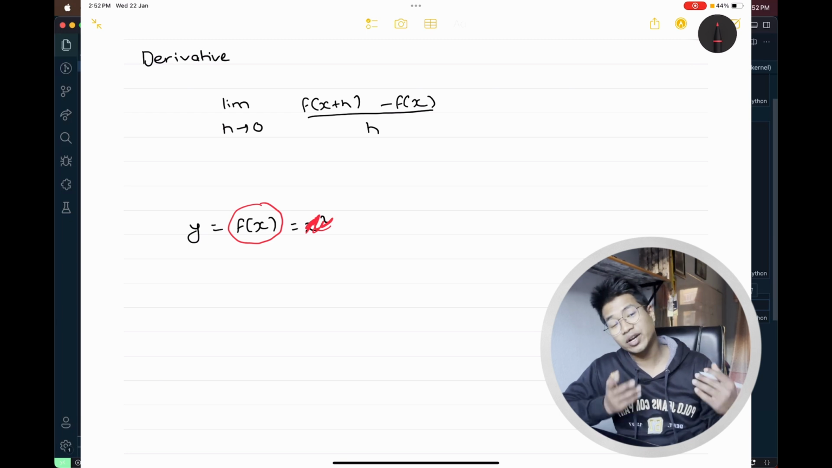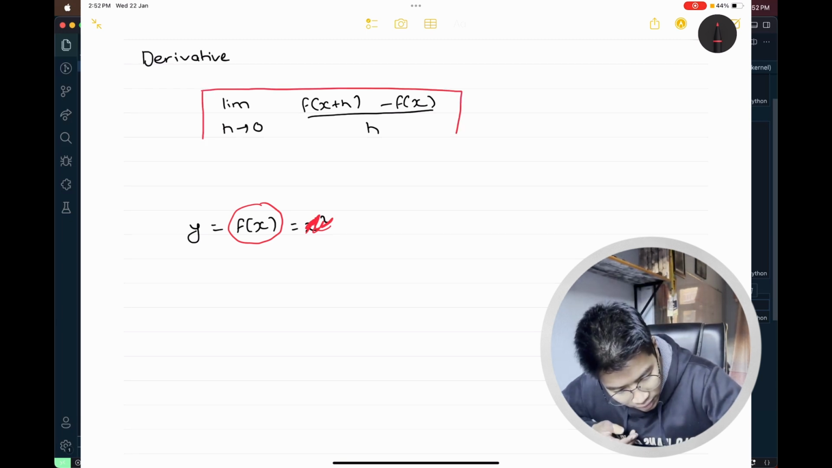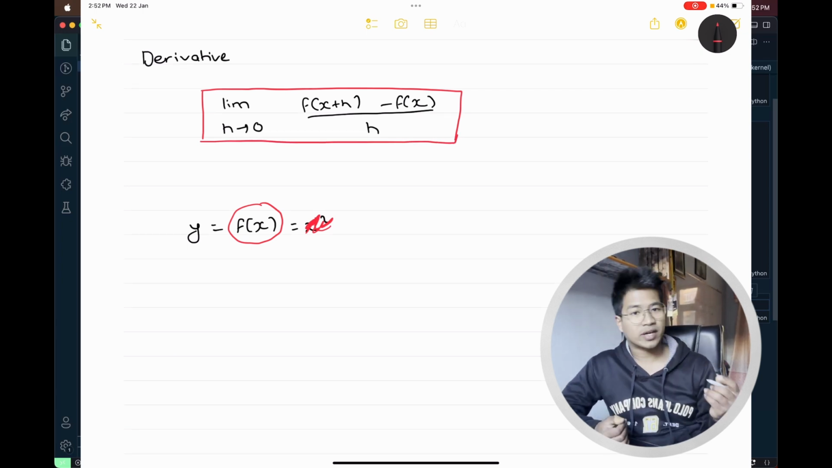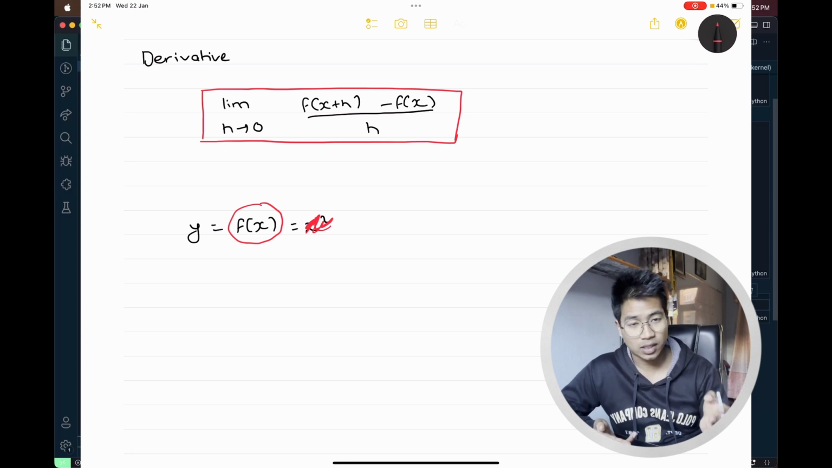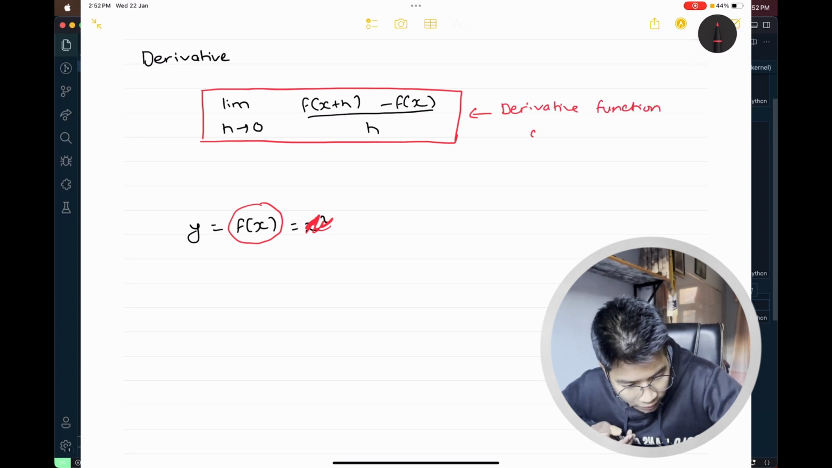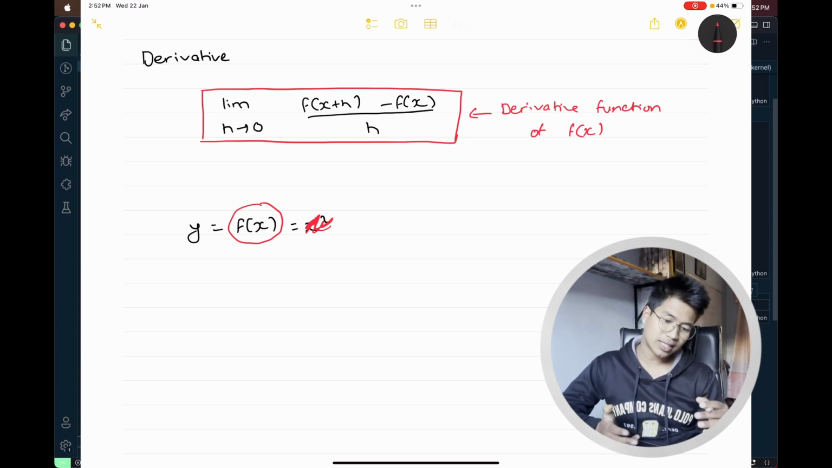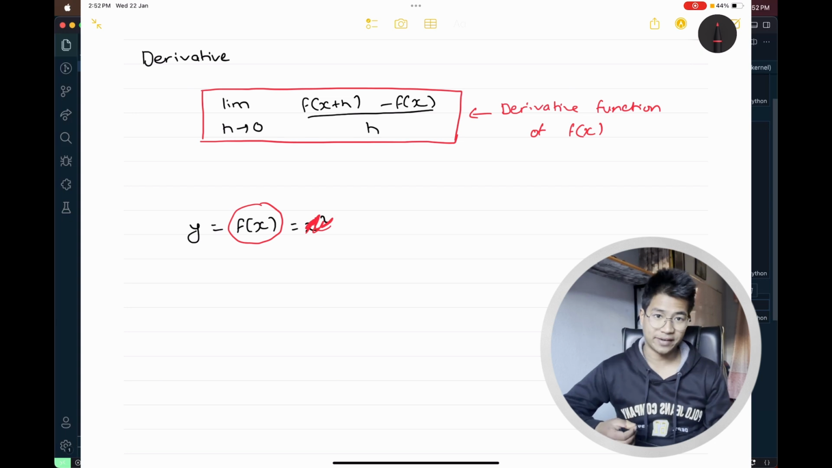You've generalized it. So what you got over here is another function. Your original function was f of x, and you got another function from f of x, which is why you would call this guy a derivative function of f of x. So that's why, in short form, we call this thing a derivative.